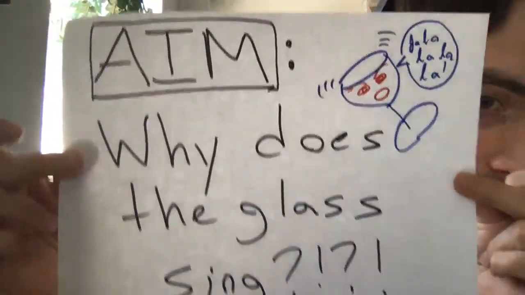And that's because we're going to have an aim for this lesson, which is, why does the glass sing when I rub my finger on it like that?